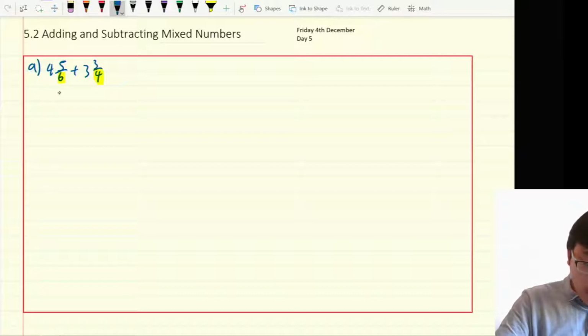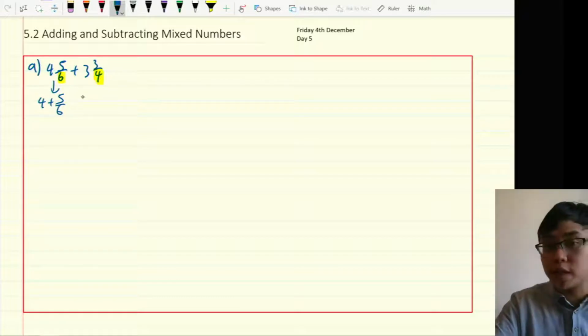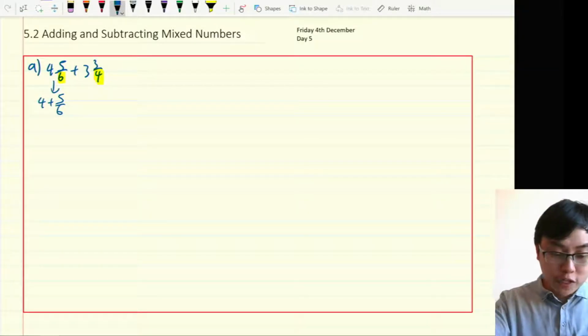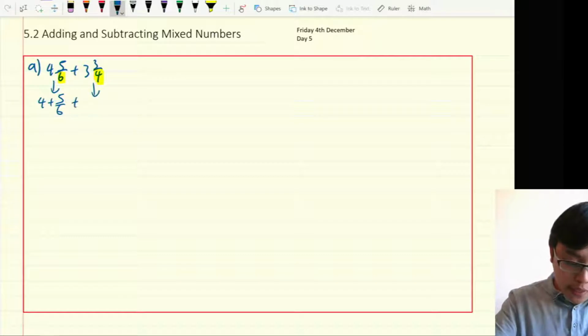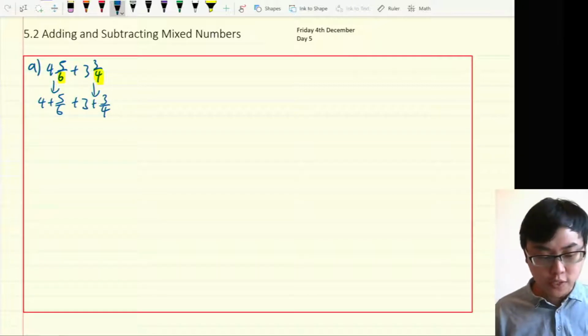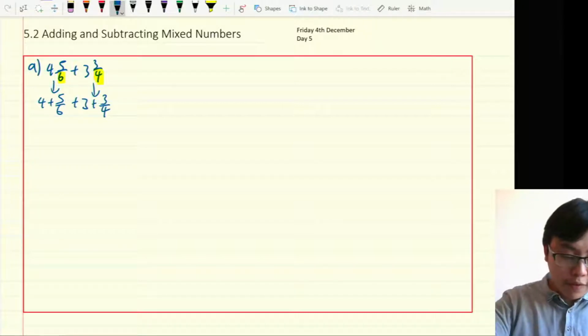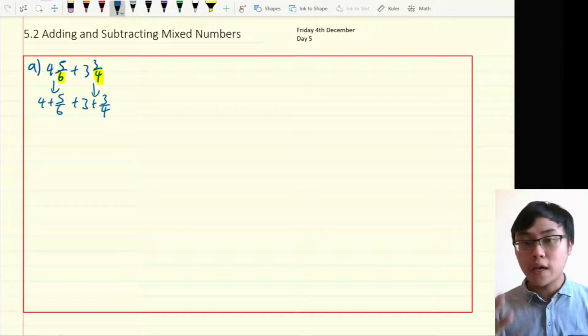So all of these fractions, 4 and 5 over 6 is a mixed number. It is essentially the same as 4 plus 5 over 6. That is the same number, but I've just split it into its whole number part and its fraction part. And then 3 and 3 over 4 is the same as 3 plus 3 over 4. Now, when I've split it this way, they are all additions. I can change the order however I want.